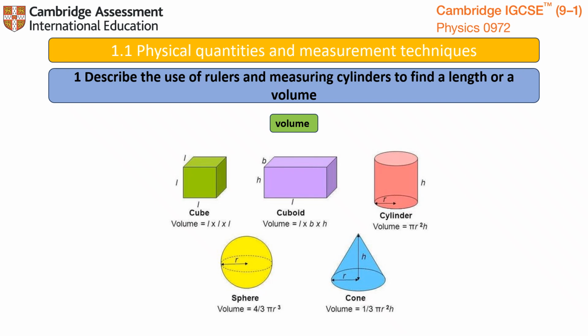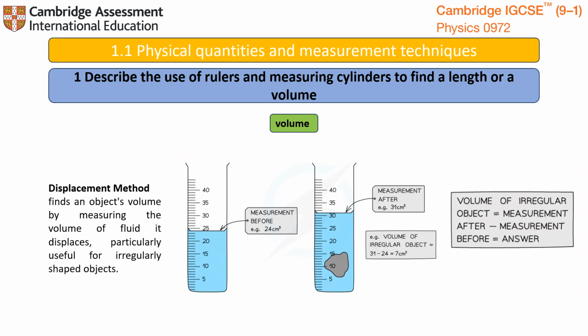So these are certain regular shapes like a cube, a cuboid, a cylinder. We have mathematical relationships to calculate the volume of these standard shapes like cube, cuboid, cylinder, sphere, and cone. But what do we do when we have irregular shapes like this piece of stone or some other irregular shaped objects? How do we measure the volume? This is where we use the displacement method.